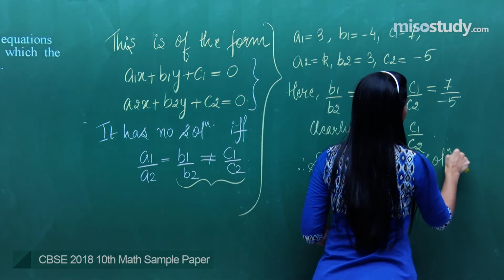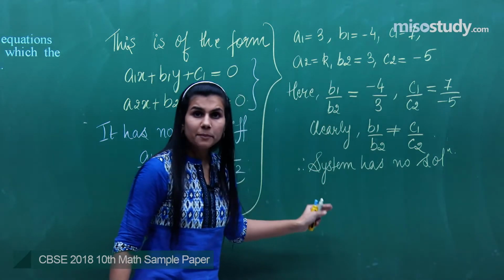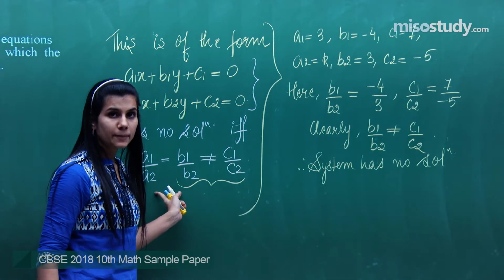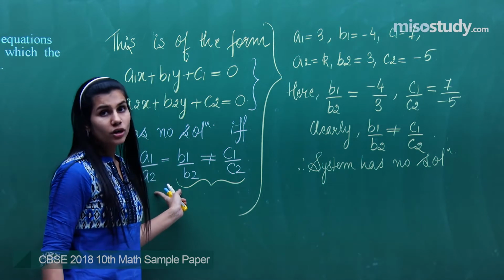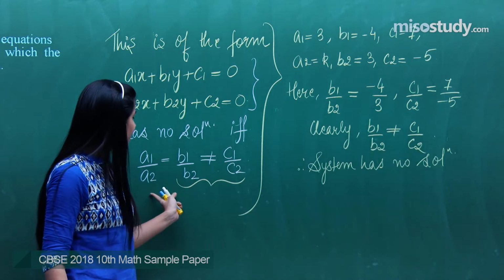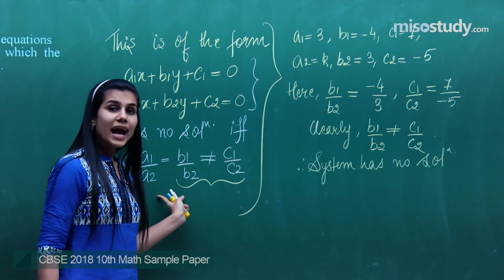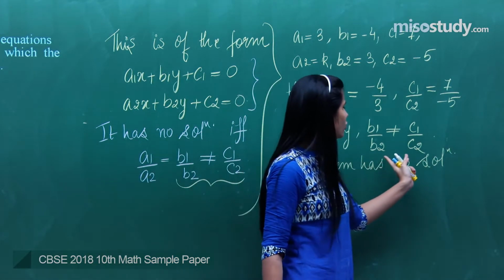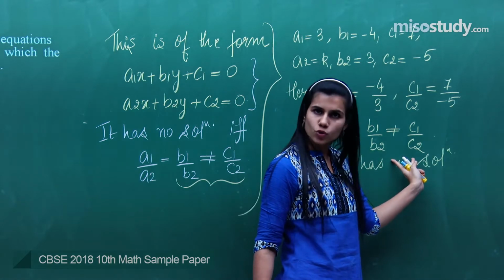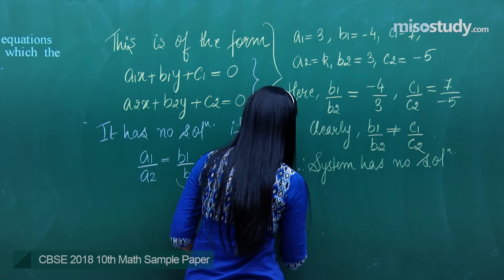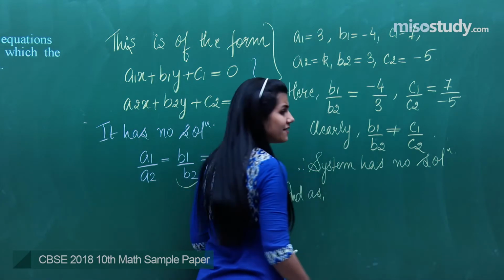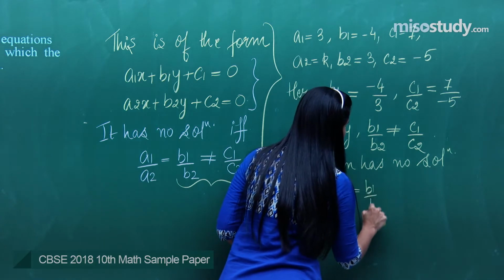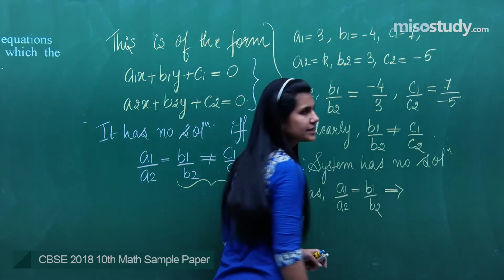But the thing is that this system has no solution also has a part that a1 upon a2 is equal to b1 upon b2. This will be true because the system has no solution. Therefore, a1 upon a2 will be equal to b1 upon b2 and b1 upon b2 will not be equal to c1 upon c2. So, yes, b1 upon b2 is not equal to c1 upon c2 because the system has no solution. But because a1 upon a2 is equal to b1 upon b2, what does this imply?